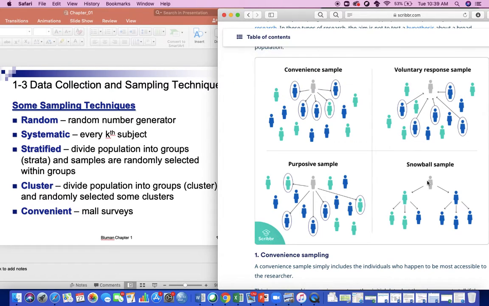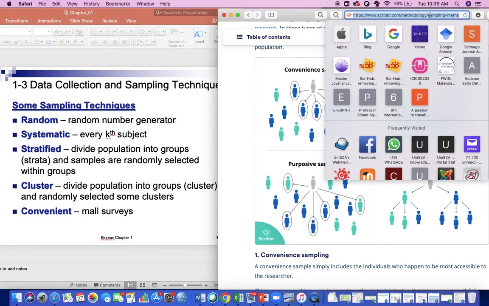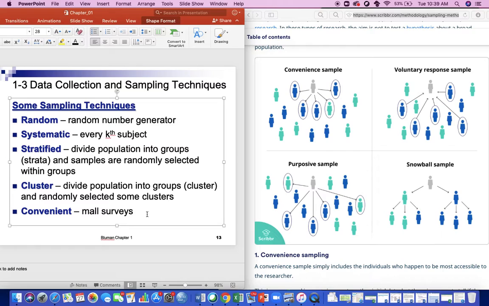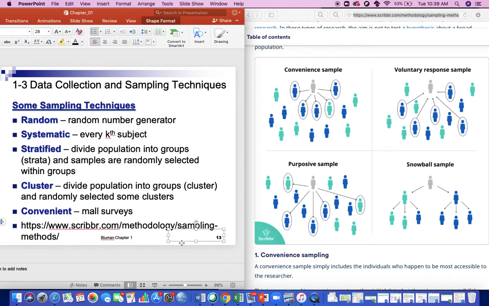So if you want to see the website, this is the website. Maybe I can give you the link and you can read it by yourself. Maybe I just put it here. Control C. Can put here. Methodologies, sampling methods.